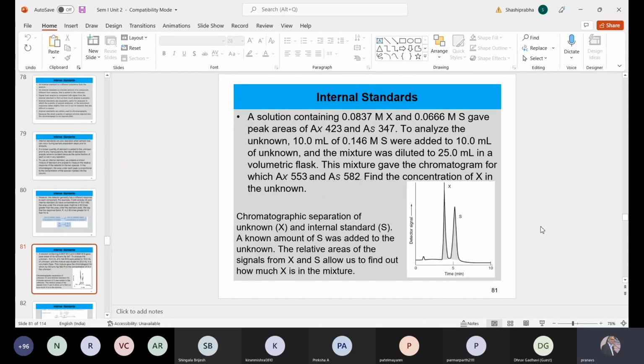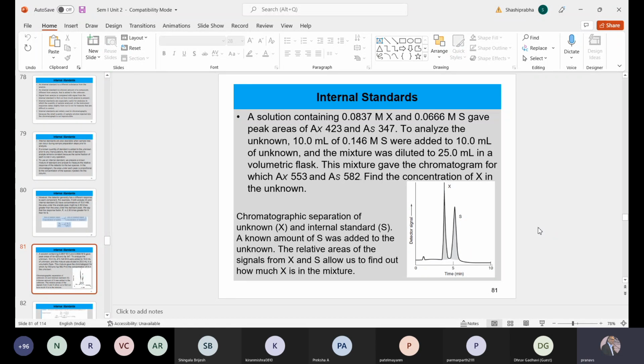Now in this, now we have a numerical to understand how we find out this. See, a solution containing 0.0837 molar X which is unknown, लेकिन पहले हम उसका एक स्टैंडर्ड सोल्यूशन लेंगे जिसका कॉन्सेंट्रेशन ये है, और एक हम इंटरनल स्टैंडर्ड डालेंगे जिसका कॉन्सेंट्रेशन है 0.666. Here the concentrations are different, so the response would obviously be different.